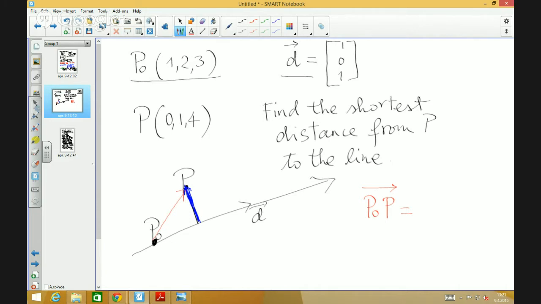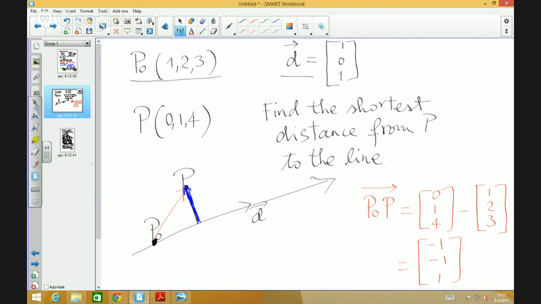In 3 dimensions in this case, but that's what it is. So how do I compute the vector that goes from P0 to P? It's P minus P0. So it's 0, 1, 4, the tip of the vector, minus the tail coordinates, which is 1, 2, 3. That's a component-wise subtraction. So the result is 0 minus 1, that's minus 1. 1 minus 2, that's minus 1. 4 minus 3, that's 1. So now I know what the vector from P0 to P is.